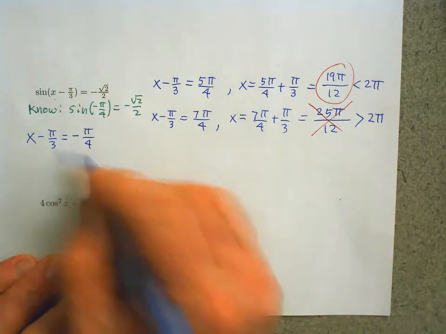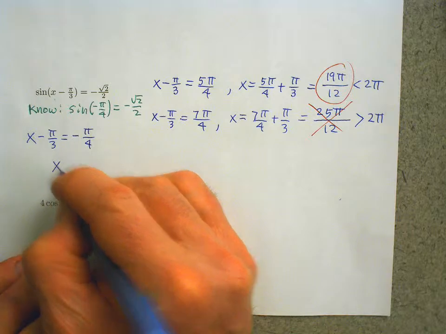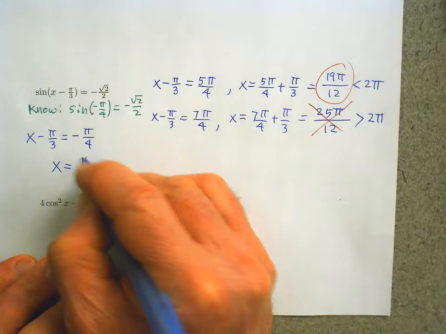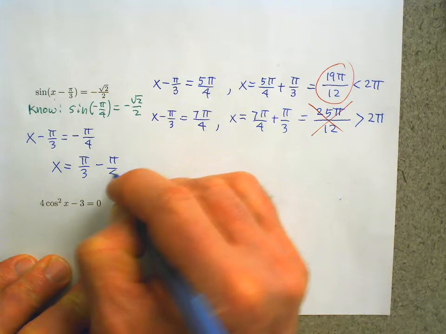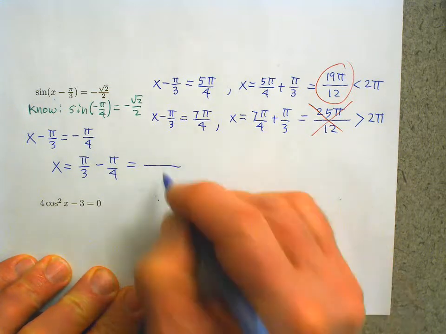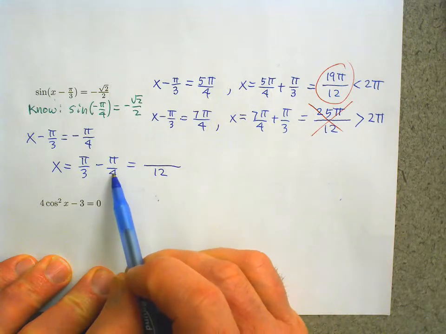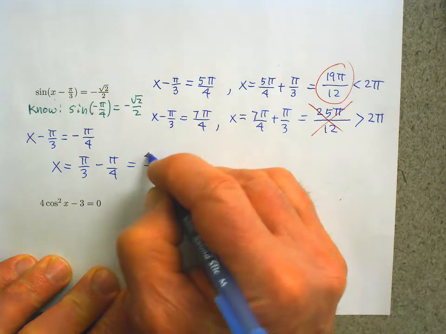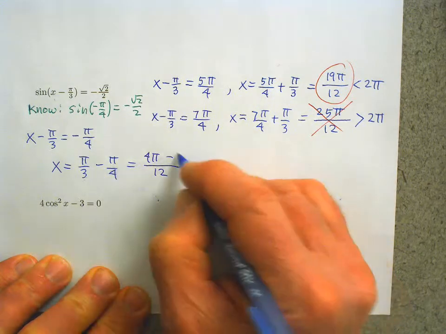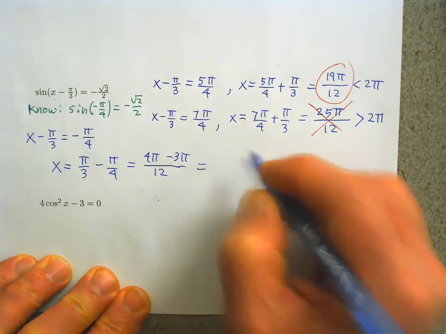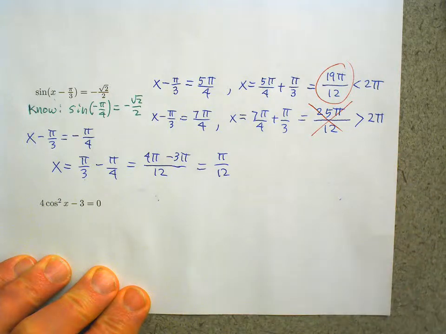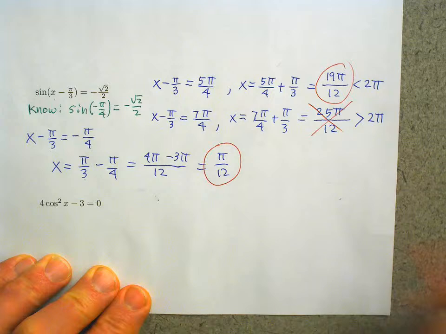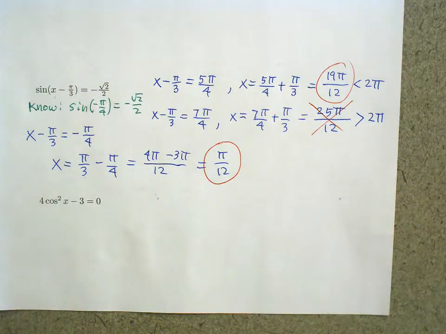Okay, so add pi over 3 to both sides. So x equals pi over 3 minus pi over 4. The common denominator is 12. So 4 times pi, and then minus 3 times pi. So we get positive pi over 12, which is in the appropriate interval between 0 and 2 pi. So that is our second solution.